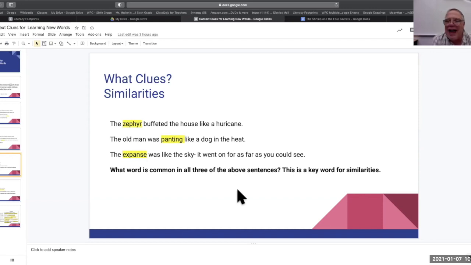It is like, okay? Whenever the context gives clues that are found in similarities, you're going to see the word like, or just as, something that makes a comparison, okay? Like, just as, those are keywords for similarities. If you see them, look for the clue.